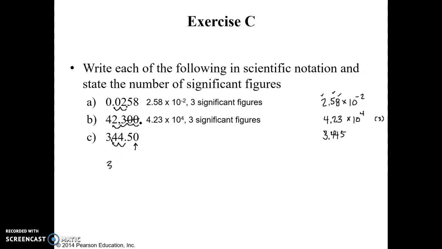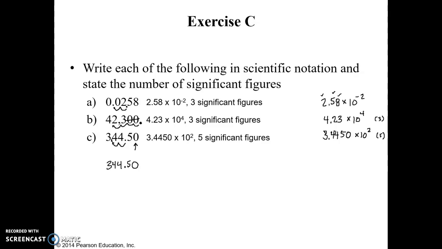We could have just written 344.5. And 344.5 and 344.50 have the same value, but somebody took the time to write that extra 0 there. They added it for a reason. That makes it significant. So we are going to include that 0 here. Times 10 to the, well, we had to move it 2 times, so it's to the second. And there are 1, 2, 3, 4, 5 significant figures here. Let's check that answer. 3.4450 times 10 to the second, 5 significant figures.